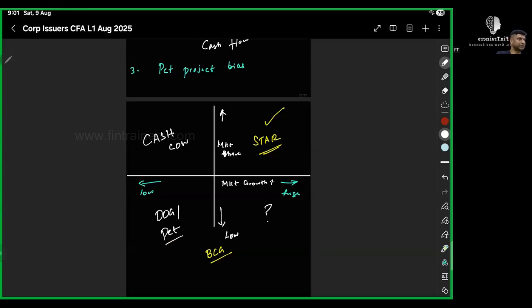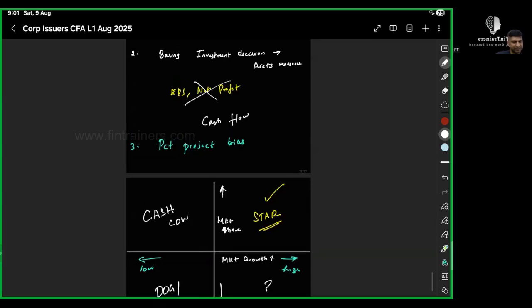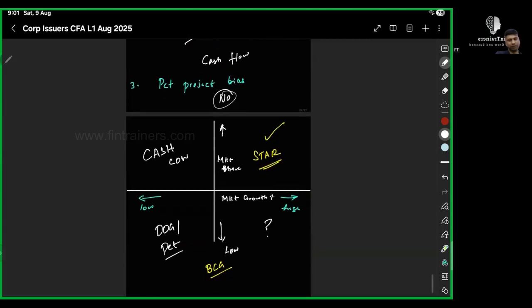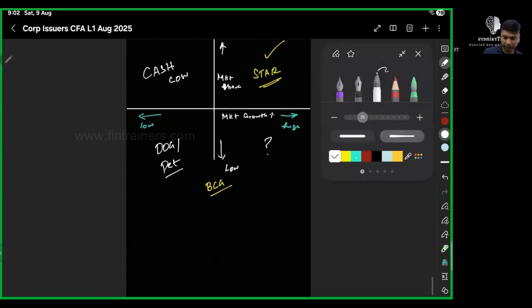This is a pet project of the CEO or someone. Should we invest in this? No. Don't do pet projects just because someone thinks it's a good thing. There was something called the metaverse at Meta, Facebook. Facebook did a lot of investment, right? Why? Because Mr. Zuckerberg liked it. But then AI came and no one now talks about the metaverse. That's the third bias, pet project bias.